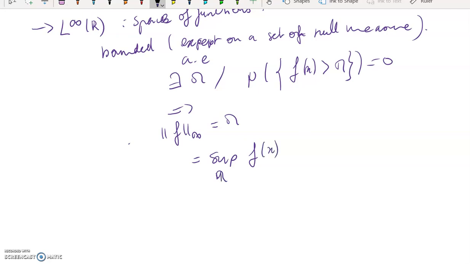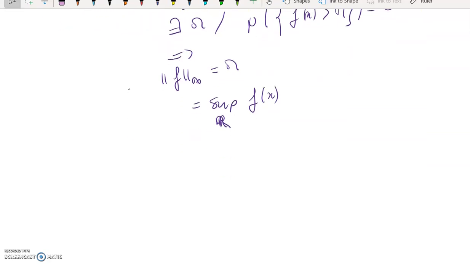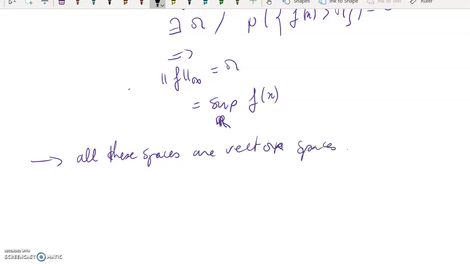Okay, so that's just going to be bounded functions, and of course all these spaces are vector spaces. Right, you remember just what it means. I leave it to you to prove that. It's really, you remember, linear combinations of functions should be in this space.